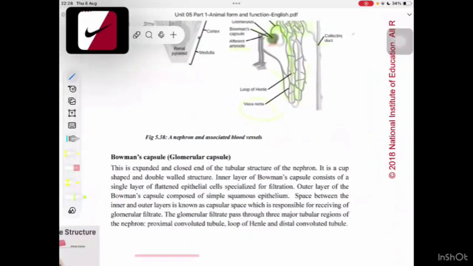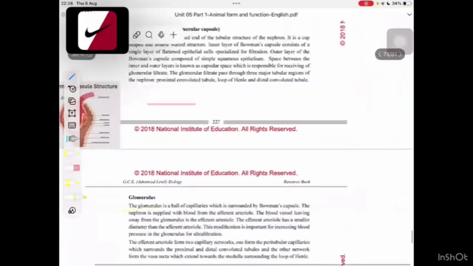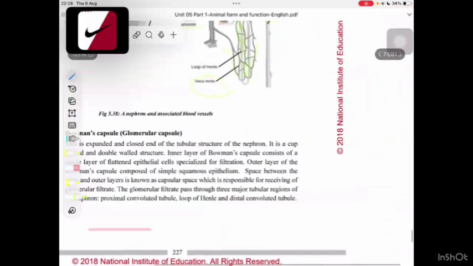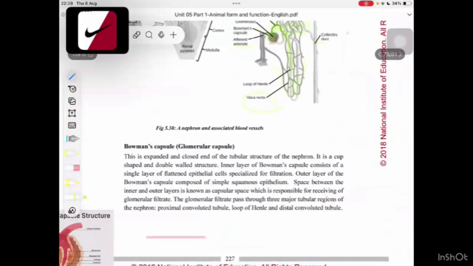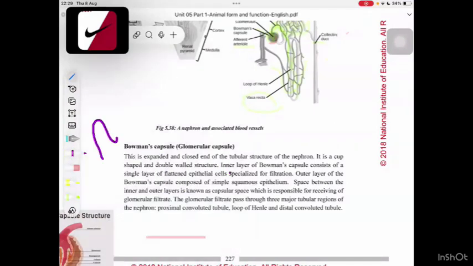I will come to the efferent arteriole because it's explained over here, okay? All right. Bowman's capsule or the glomerular capsule. This is the expanded and closed end of the tubular structure of the nephron. Yes, now we know this is expanded and it is closed. Other parts are thin, right? This is expanded, right? It is a cup-shaped and double wall structure.